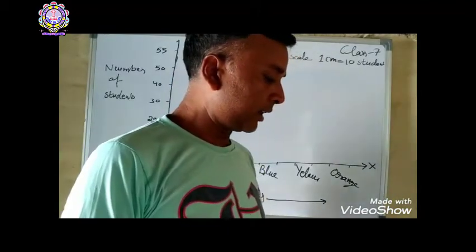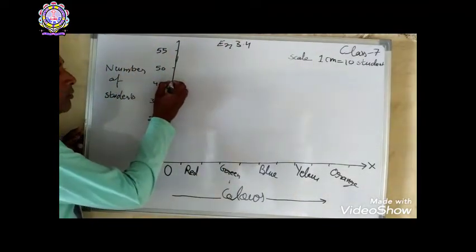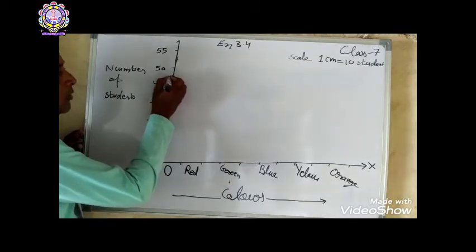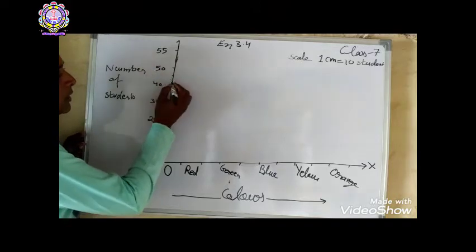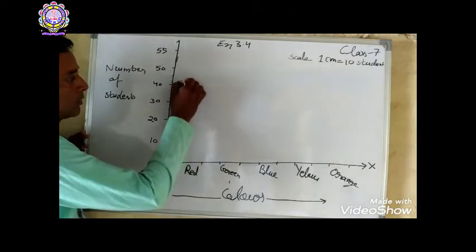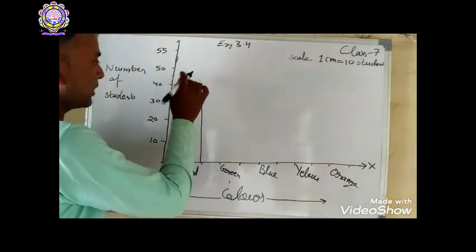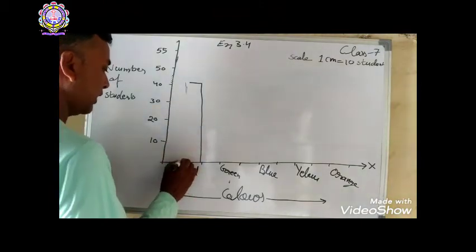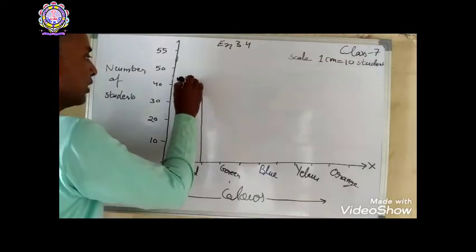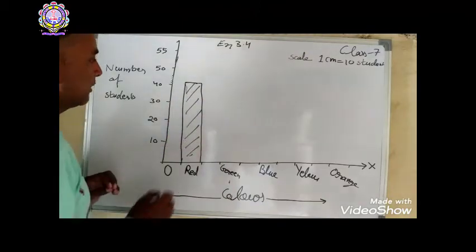First, the red color. Red color is 43. So where does 43 come? That is 40 and 3 above, after the half, 5, 1, 2, 3, 4, and 5. That is 3. So we mark it here. That is the red color's column. Use the scale to draw the bar graph, and if you have a color, color it red.